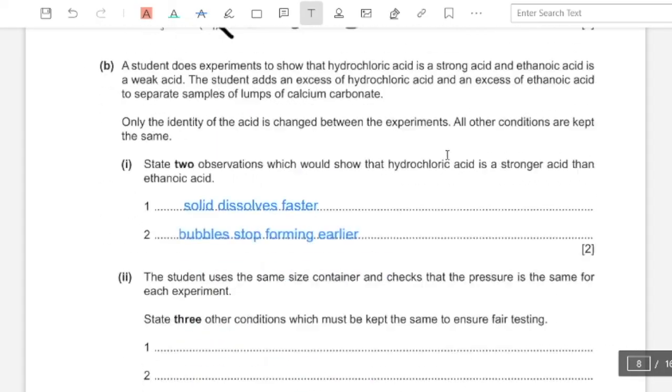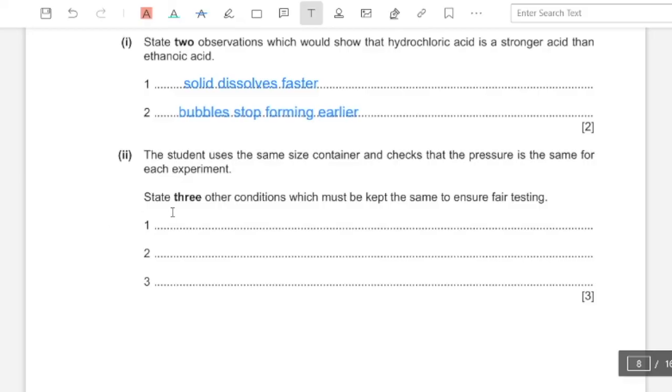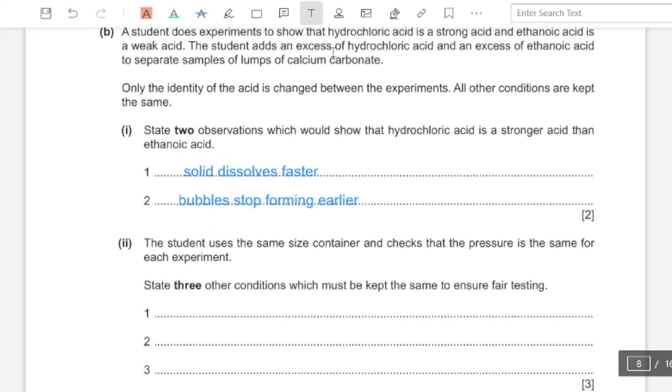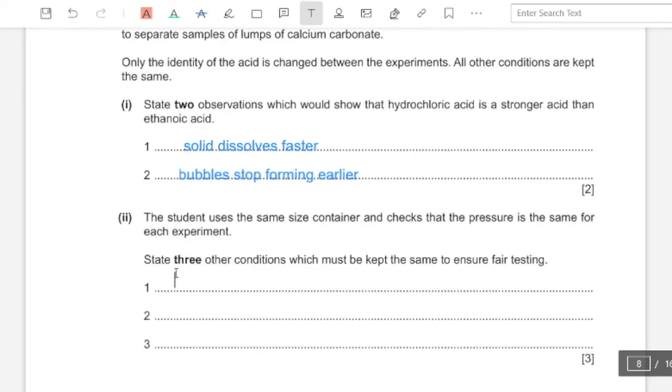So we have the same surface area. And here we have the solid as calcium carbonate, so we need the surface area of calcium carbonate to be equal. And temperature, and also the concentration of acids.